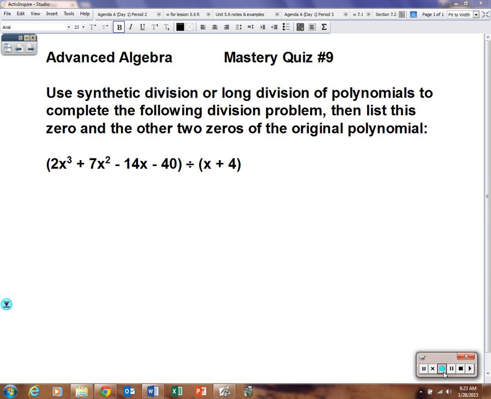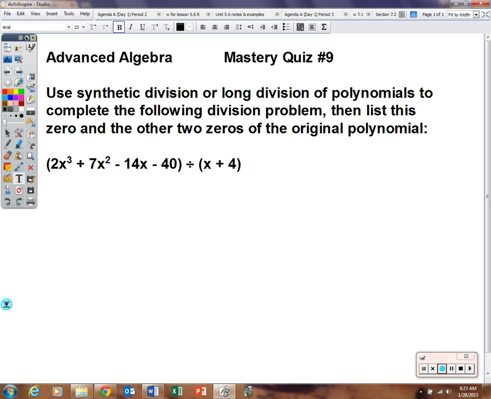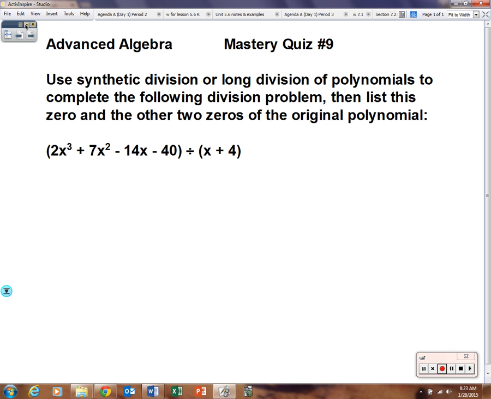All right, I'm going to start off with the synthetic division first. That is the method I prefer, but then I will also show the long division. So remember how this works, ladies and gentlemen. Draw your little half box or half rectangle and put in your coefficients. Your first coefficient is 2. Your second coefficient is 7. Your third coefficient is negative 14, and then the last one is negative 40.